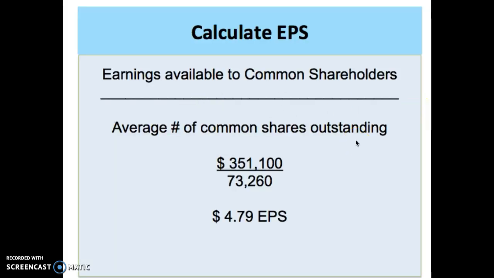So here we are, we have our two key pieces of information: earnings available to common shareholders and average number of common shares. We calculate a number of $4.79 earnings per share, which is available to the common shareholders in the form of retained earnings. And the company has a choice to keep that in retained earnings or pay some of it out as dividends and go forward with the business. So I hope this short video has helped you understand a little bit better earnings per share.